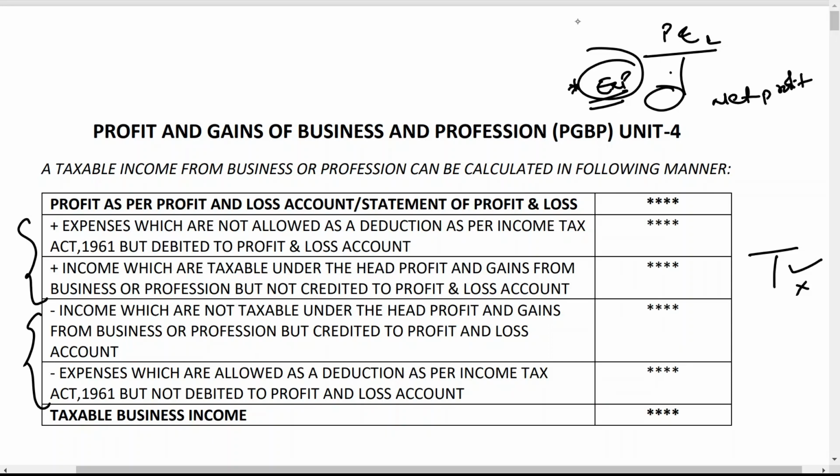Last one: expenses which are allowed as a deduction as per the Income Tax Act 1961 but not debited to the profit and loss account. In this case there are certain expenses which actually need to be recorded but are not recorded. So you have to record them on the debit side of the profit and loss account, and by that amount your profit gets reduced. By doing these four things, you will get the taxable business income as per the Income Tax Act.